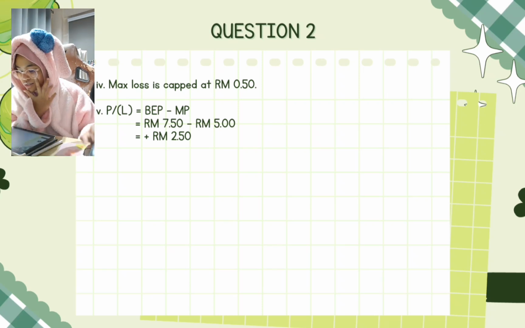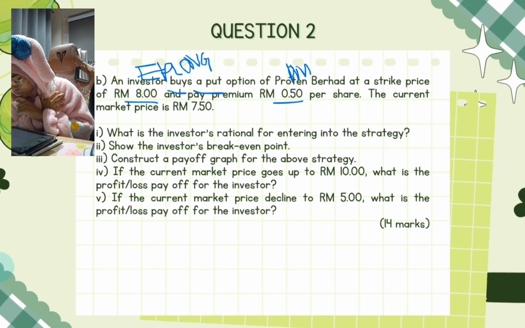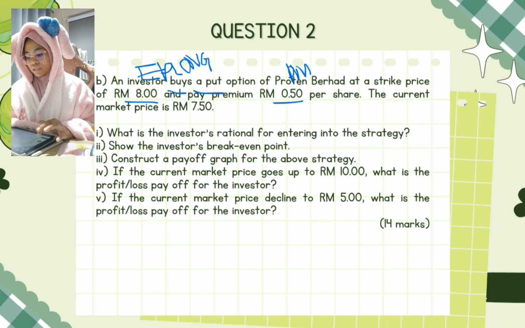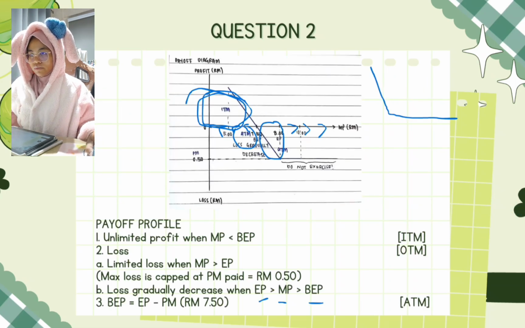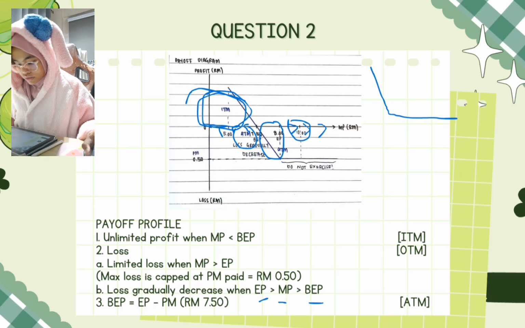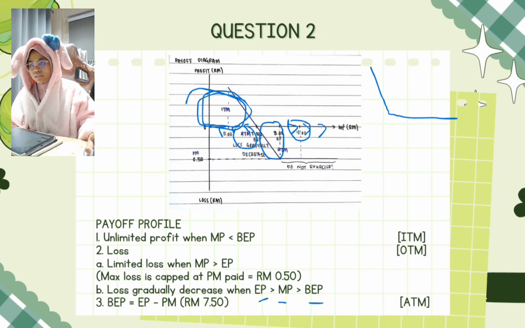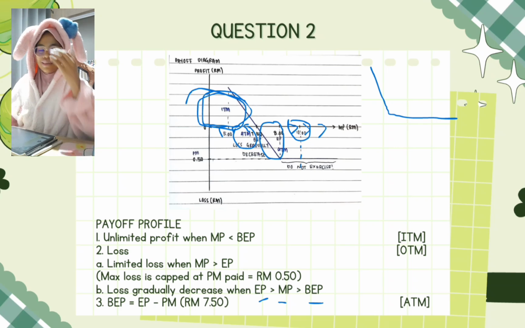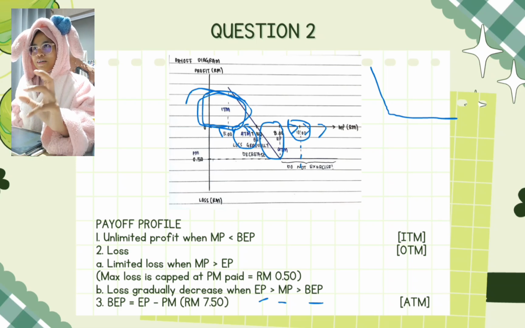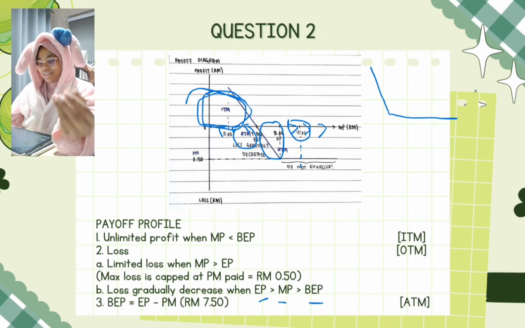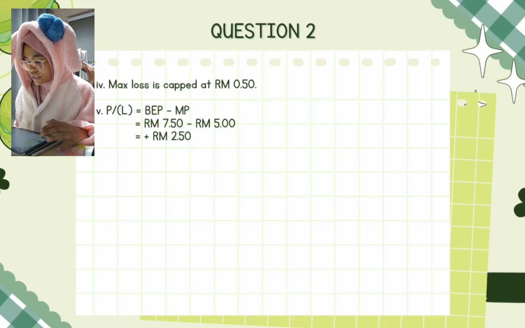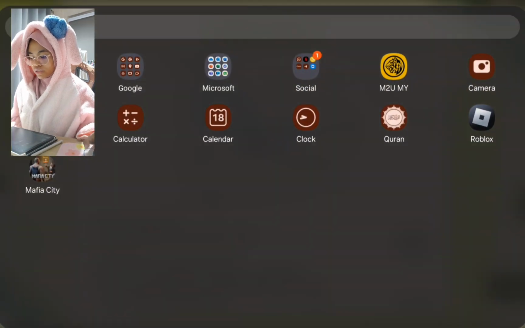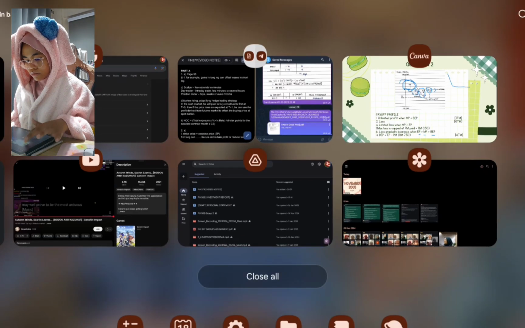Wait, what is the question again? Let me see here. Oh, okay. If the current market price goes up to 10 ringgit, what is the profit loss? Okay, so if the current market price goes up to 10 ringgit, this is the price that will hit the OTM, which is the part where the loss is kept at the premium paid. So basically the answer is max loss is kept at 50 cents.